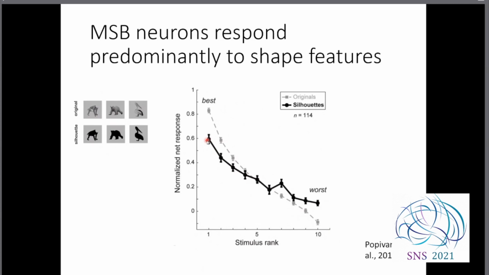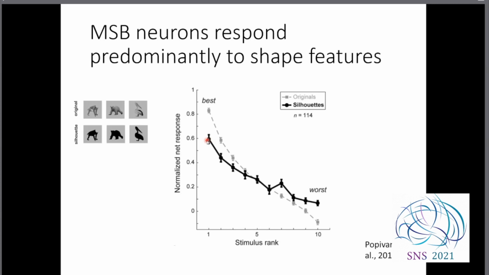So these MSB neurons respond predominantly to shape features. I'm not claiming that they only respond to shape features, because there are some differences at the individual image level. But overall, shape features are pretty important. We haven't done this test for the anterior body patch, but Doris Tsao's laboratory at Caltech has done a similar analysis, in fact at the fMRI level, and they showed that also in the anterior body patch you have strong activations to silhouettes, similar to the original images. So it seems to hold true for the anterior body patch as well.